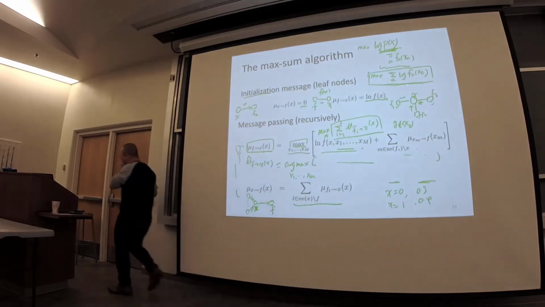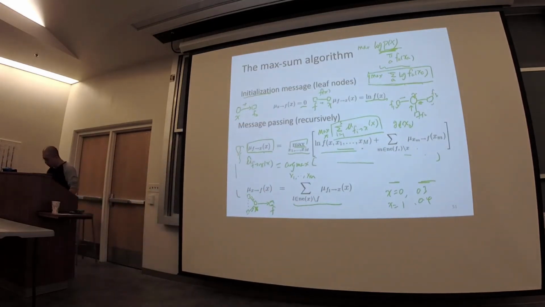If we take a look at the message from a variable node to a factor node, here we do not do an explicit maximum computation. And how can we do the argmax? Any idea?